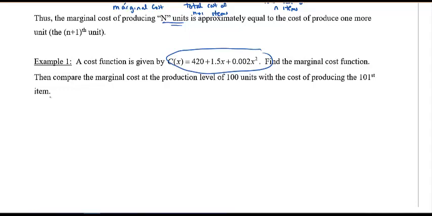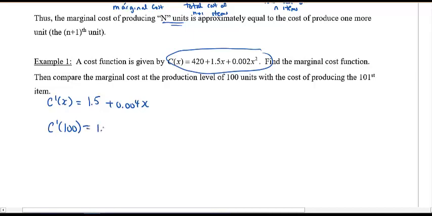So let's find the marginal cost first. The marginal cost, once again, is just the derivative. Do you guys still remember how to do derivatives? The derivative of 420 is 0, thank you. The derivative of 1.5x is 1.5, and the derivative of 0.002 times x squared is just plus 0.004x. Nice.